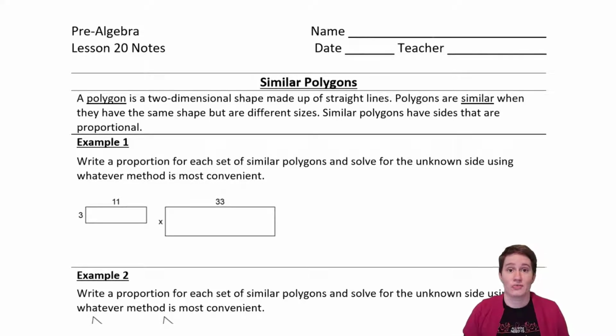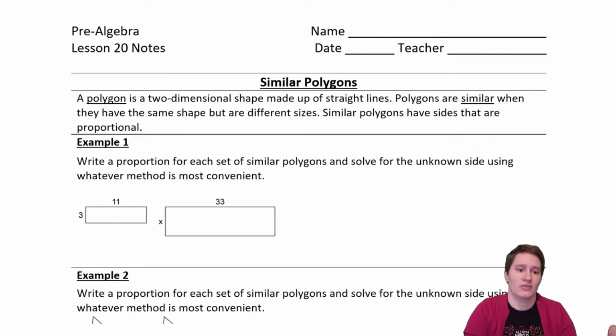Similar in math is a very specific situation where we have the same shape but different sizes. So it's not just enough that they look kind of like they're the same. We actually would look and say, okay, these sides have a relationship. They are proportional to each other. And one way of thinking of it is that if you take the smaller shape and you multiply its sides by the same number, you can get a bigger shape, and those shapes would be similar.